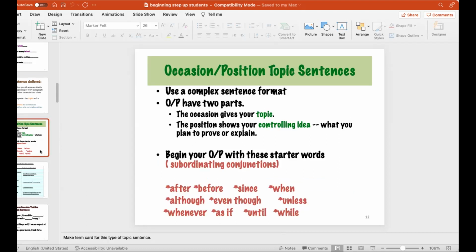So one of the things that I like about Step Up to Writing is they give you the subordinating conjunctions and you talk about the meaning of them, and then you take a topic and what you're going to focus on, and you play around with what it would be if I put after as my subordinating conjunction, or when, or unless, or as if, or while. How does that change the meaning of this topic? So maybe we should do that.